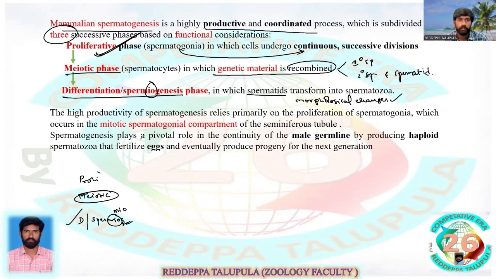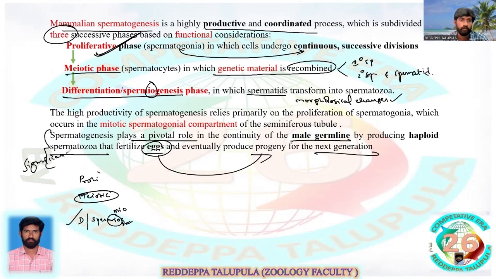Next, spermatogenesis plays a pivotal role in the continuity of the male germ cell by producing haploid spermatozoa that fertilize the egg and eventually produce progeny for the next generation. That is the significance.